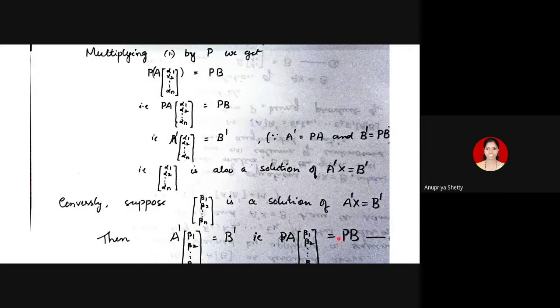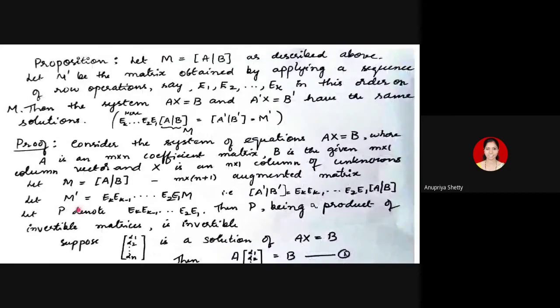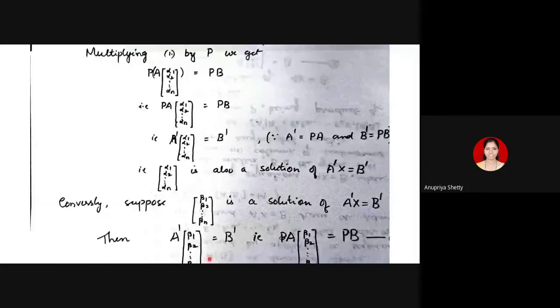So I'm replacing A dash with P into A here and replacing B dash with P into B. I'd called it as equation 2. So I'm replacing A dash with P into A and I'm replacing B dash with P into B. And what we know about the matrix P? We know that the matrix P is invertible. Being the product of invertible matrices, it is invertible. We'll use the fact P is invertible now. So we have an equation here, PA into beta 1, beta 2, etc. beta n is equal to P into B.